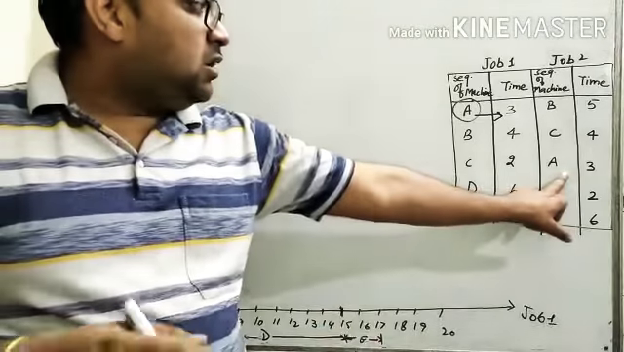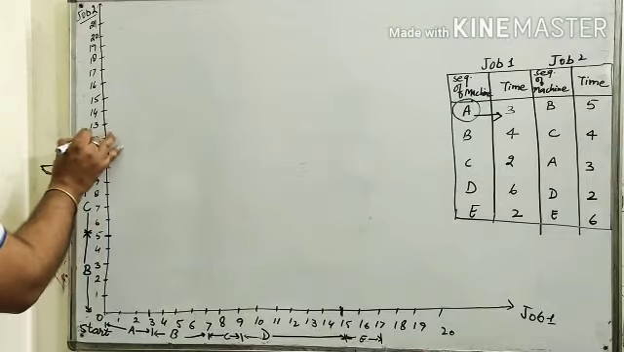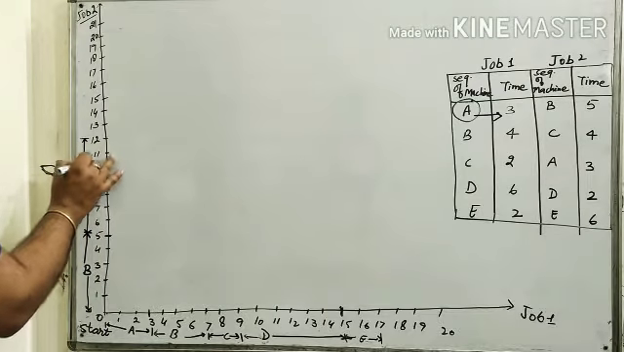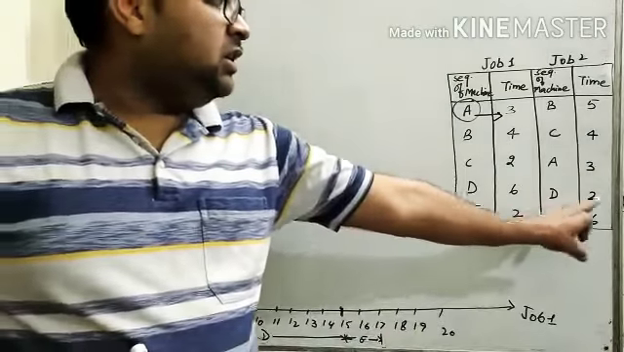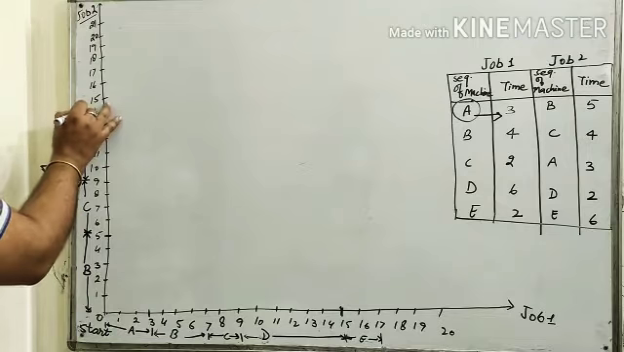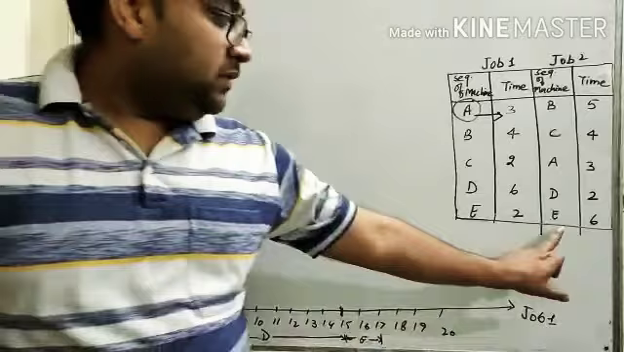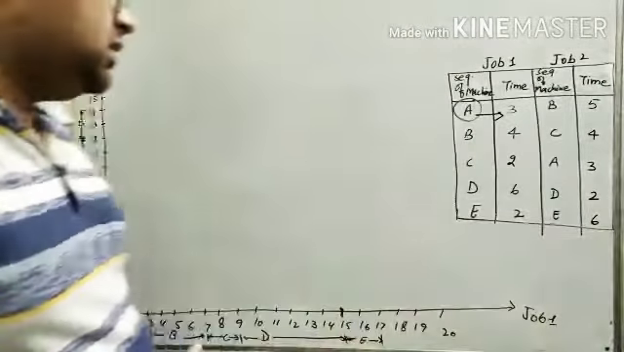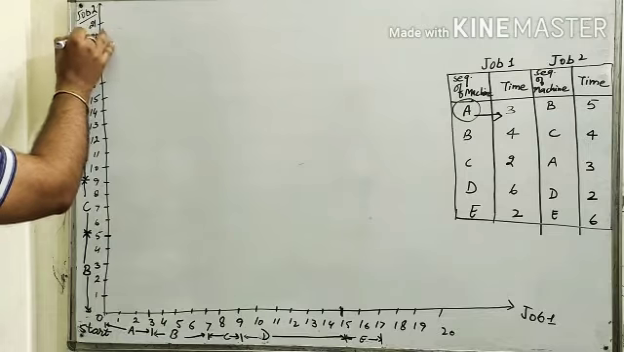Next we come to machine A and it will take 3 hours. So 9 and 3, 12. Next it will go to machine D and it will take 2 hours. That is 12 and 2, 14. And the last one will go to machine E and it will take 6 hours. That is 14 and 6 is 20.